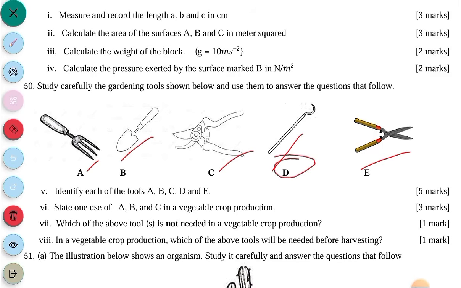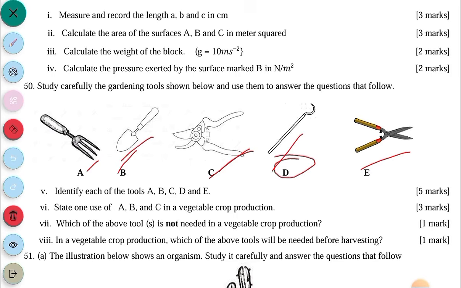So A is used for stirring the soil. B is used for transplanting or fetching the garden soil. Then C is used for pruning young stems of plants.